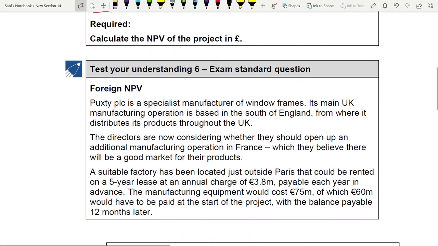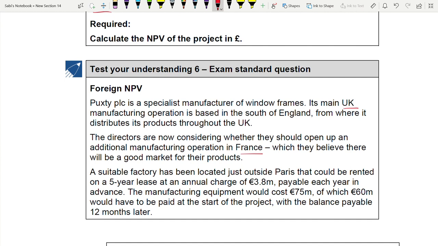So there are lots of writing here I can see. Okay. Lots of theory part, but anyway, we'll read it. PCTPS is a specialized manufacturer of window frames. Its main UK manufacturing operation is based in south of England, from where it distributes its products throughout the UK. The directors are now considering whether they should open up an additional manufacturing operation in France, which they believe there will be a good market for their products.